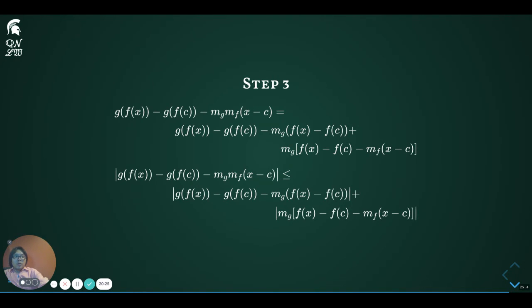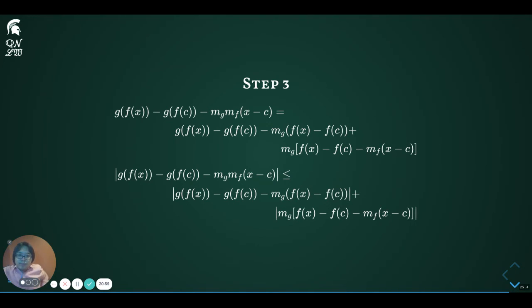In step 3, we return to what we want in the first place. The left of the first displayed equation is the quantity we want to control. We want to say that the function g of f of x is well approximated by a linear function with slope mg times mf. In order to express this, we again use the add an expression, subtract an expression trick. The expression that we both add and subtract is mg times the quantity f of x minus f of c.